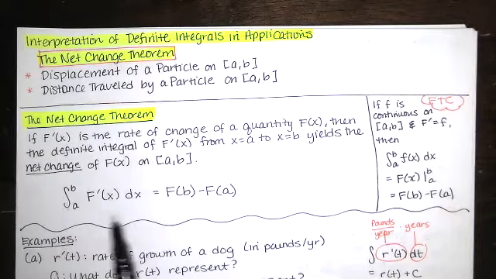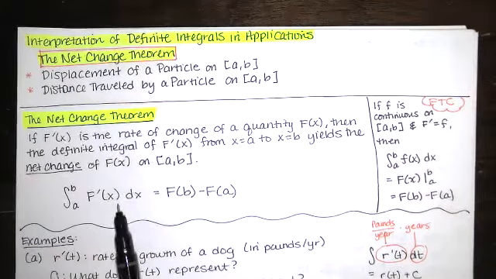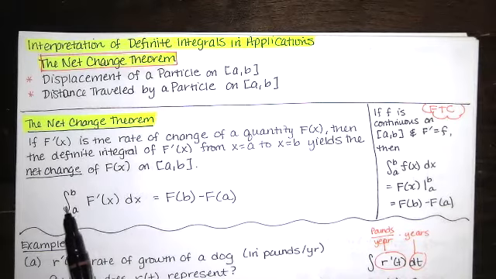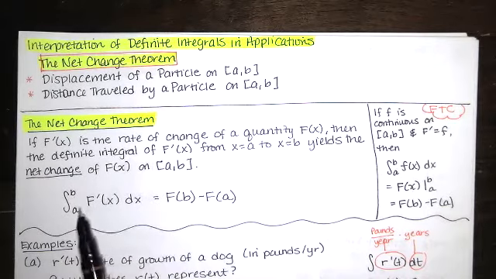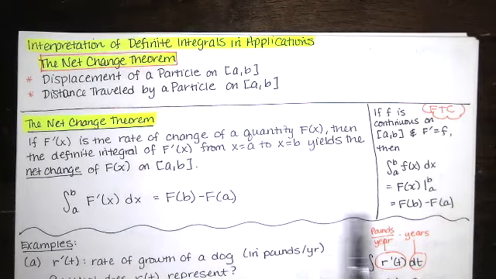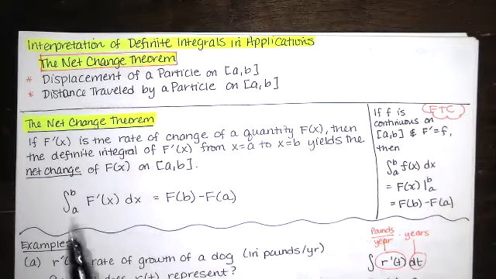According to the fundamental theorem, the first thing we do if we want to evaluate this integral is we take the antiderivative. Well, the antiderivative of the derivative is just the original function f. And then we plug in b and we plug in a and we subtract and we get this. So this is really just the fundamental theorem of calculus. We're just looking at it differently.